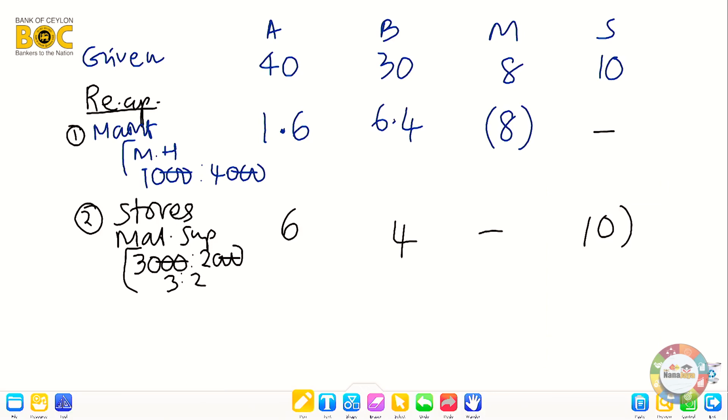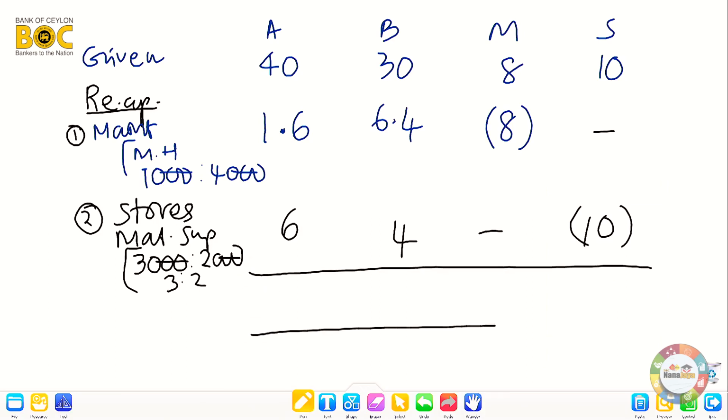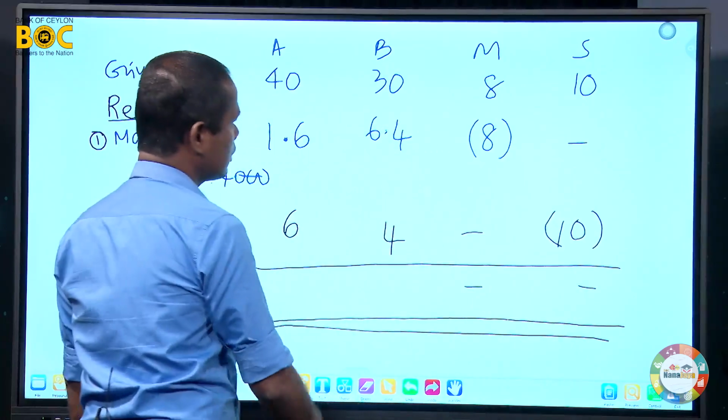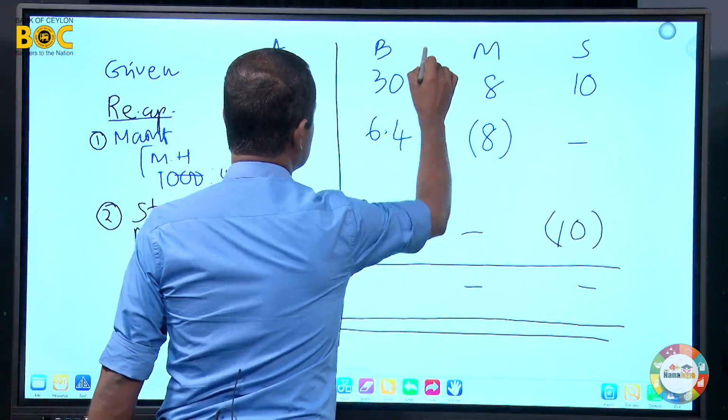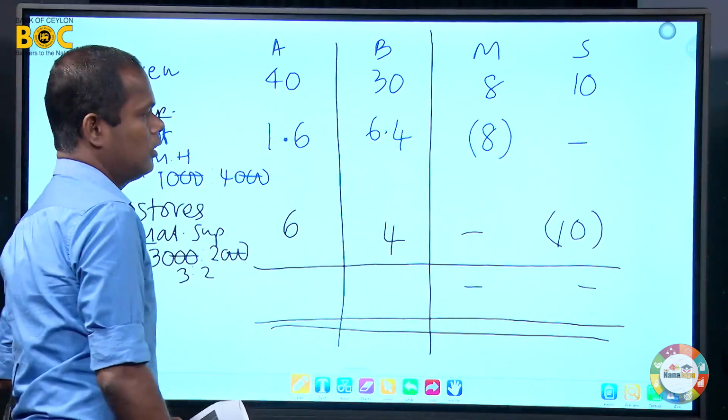You take this 10,000 out. When you ultimately total, this department becomes 0 and is added to department A and B. Now we'll go to the question.